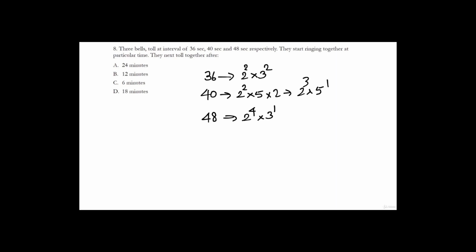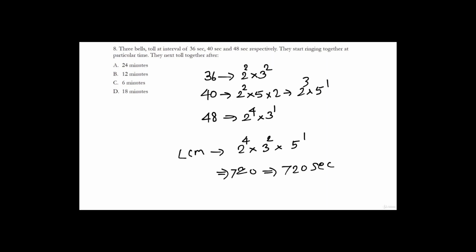Now to take the LCM, we have to consider all the factors that are available. 2 is there, 3 is there and 5 is there, and we have to consider their highest powers. Highest power of 2 is 4, highest power of 3 is 2 and highest power of 5 is 1. So which gives 16 into 9 into 5, which is 720. So 720 seconds. After 720 seconds, we have all the bells ringing together.